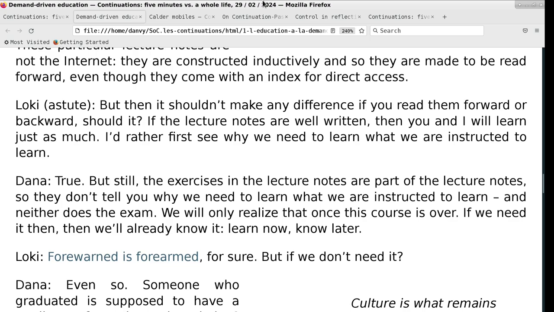But then it shouldn't make any difference if you read them forward or backwards, should it? If the lecture notes are well written, then you and I will learn just as much. I'd rather first see why we need to learn what we are instructed to learn.